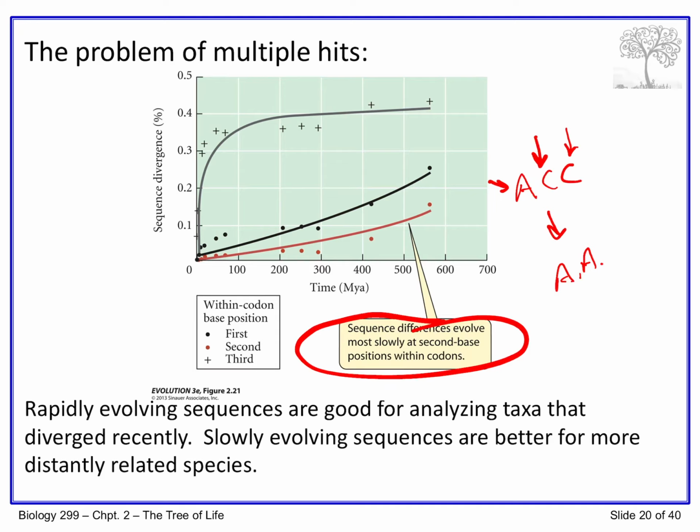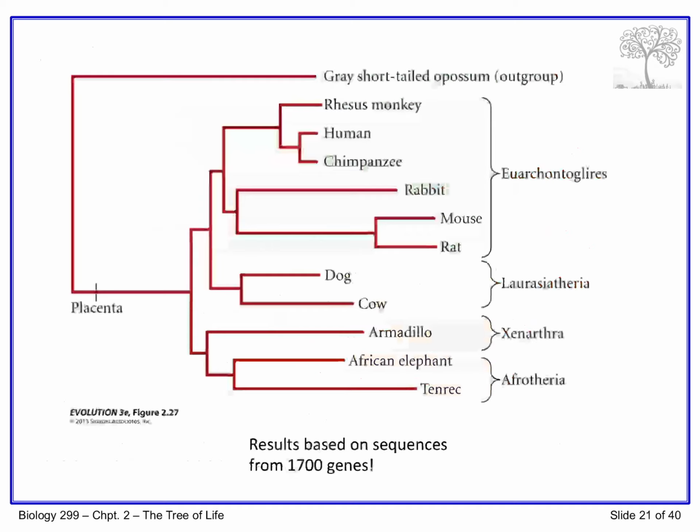Well, this is why you'd want to use multiple characters or multiple sequences to try and get a better handle on what's really going on. Again, more lines of evidence suggesting the same thing presents a stronger argument.